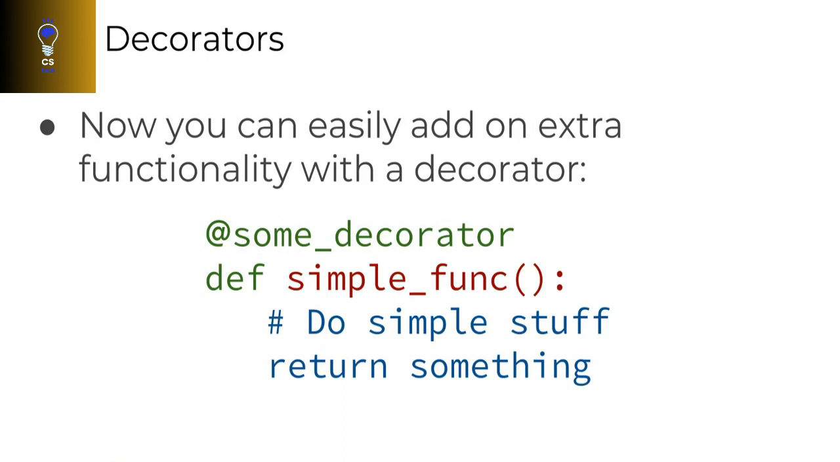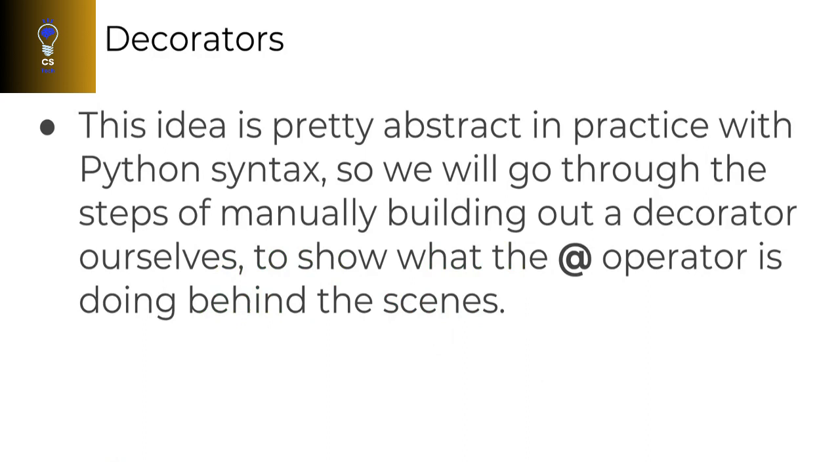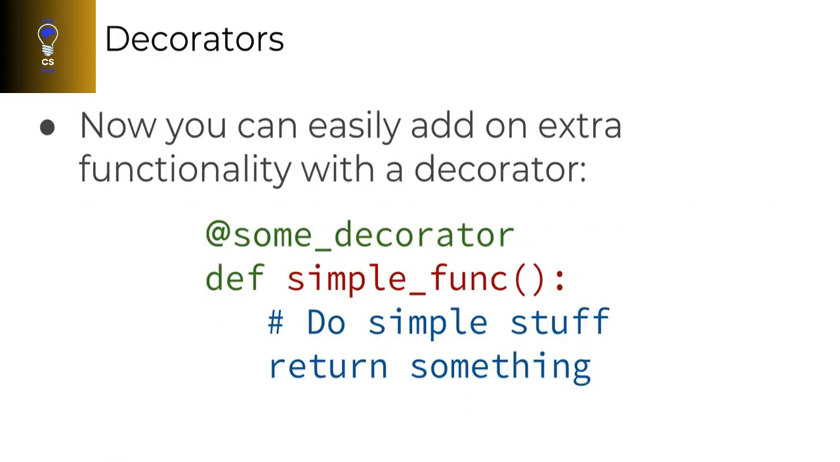So you just take your original simple function and then you have some decorator which connects to some extra code, and then you can add in extra functionality. Then if you don't want that extra functionality, you just delete that @some decorator line on top of the function. So this idea is pretty abstract when you actually practice it with Python syntax, because it's kind of this mysterious one-liner here on top of your function.